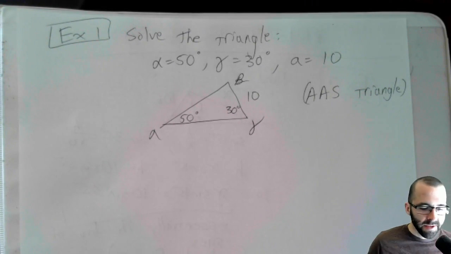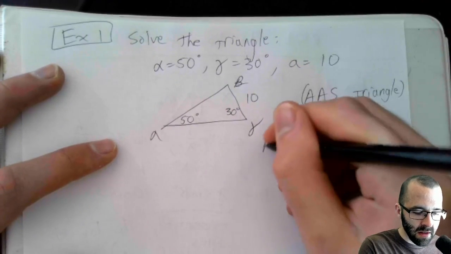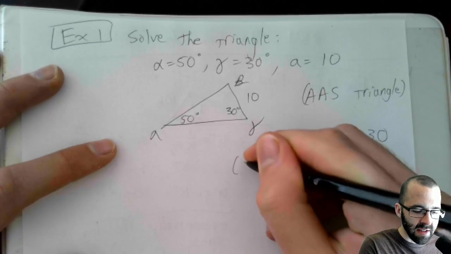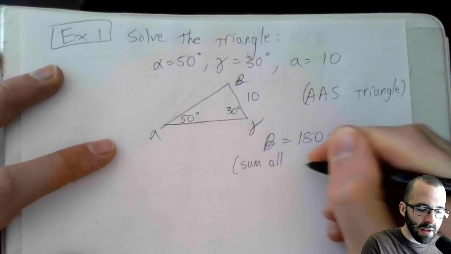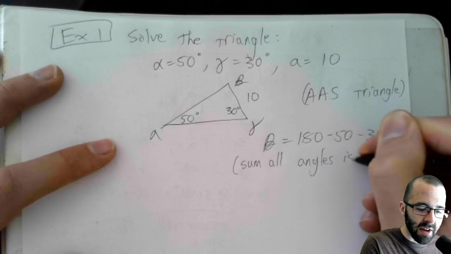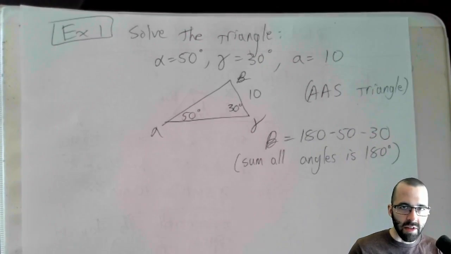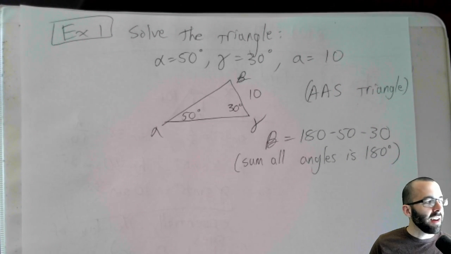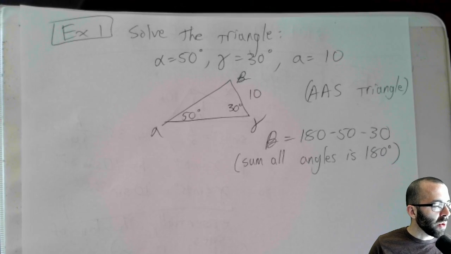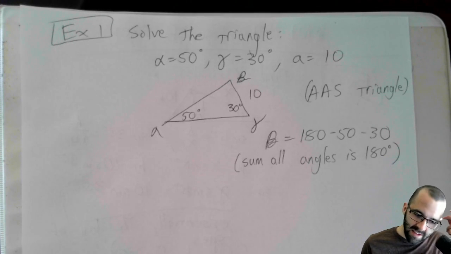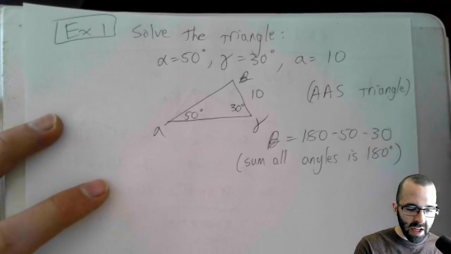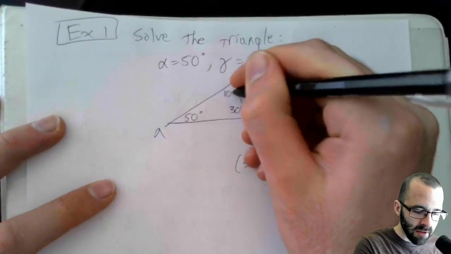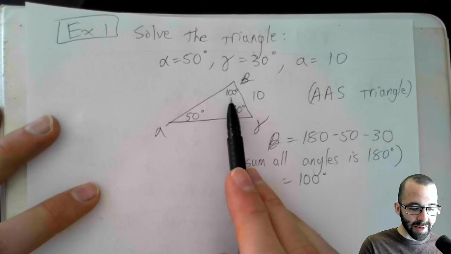All right. So again, we can find beta. That's going to be 180 minus the other angles, right? Because the sum of all angles is always 180 degrees in a triangle, and 360 degrees in a square, 540 degrees in a pentagon, 720 degrees in a hexagon, etc. So you find that out and you're going to get that beta is 100 degrees? You just fill that in. It almost looks like 1,000.